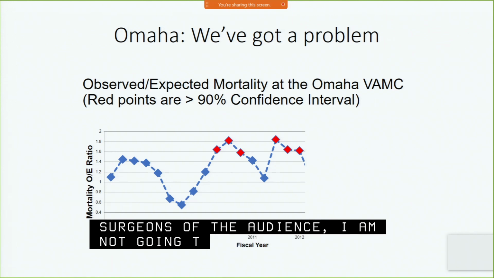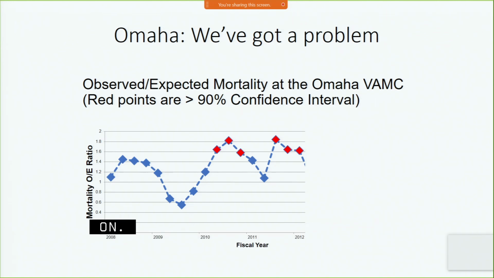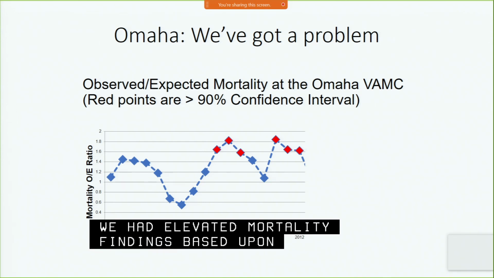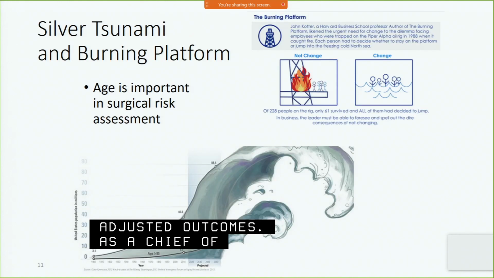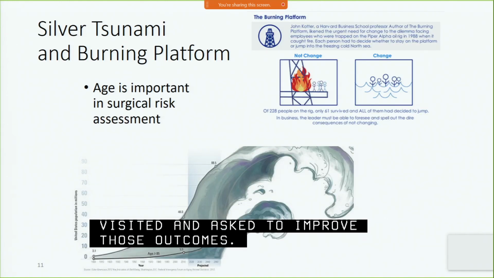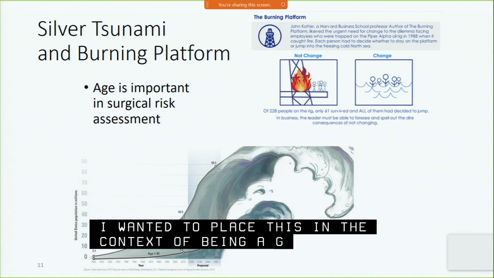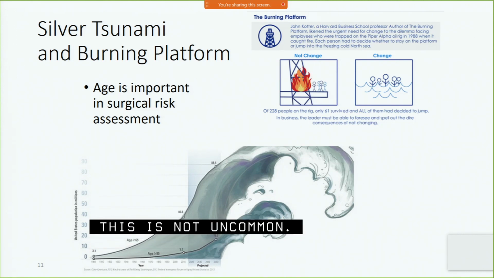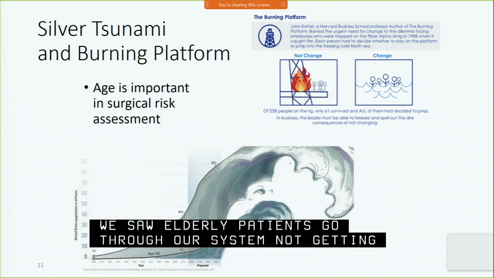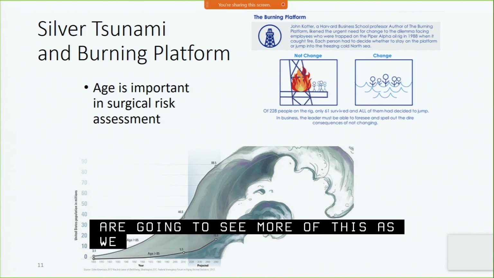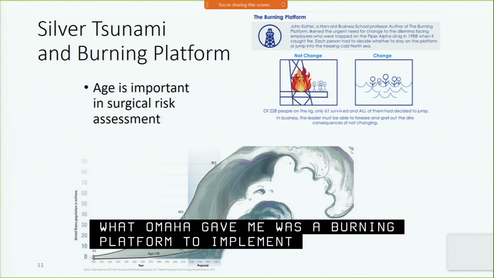Now, I was chief of surgery in Omaha, and we had a problem. We had elevated mortality findings based upon risk-adjusted outcomes. As a chief of surgery, you get visited and asked to improve those outcomes. I wanted to place this in the context of being a geriatric scholar, that this is not uncommon. We saw elderly patients going through our system not getting optimal results. To put Omaha in perspective, we're going to see more and more of this as we see the silver tsunami. And what Omaha gave me was a burning platform to implement unique aspects of frailty assessment that improved outcomes, and we'll discuss that.